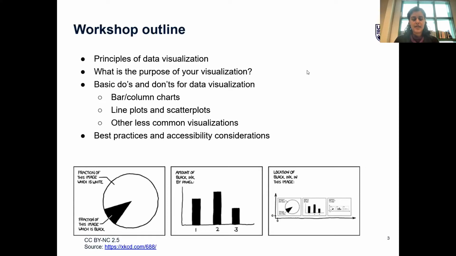And then we'll talk about best practices overall for visualizations, as well as some considerations for accessibility and ensuring that your visualizations are accessible to everyone. And then we'll end with some Q&A and a list of resources that helped us put together this workshop, and then for you to further pursue on your own as well.